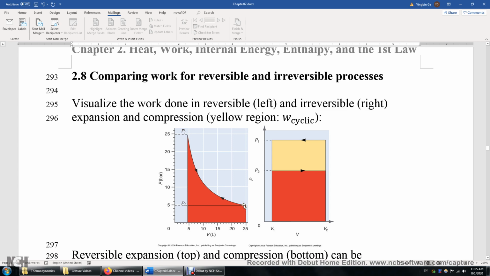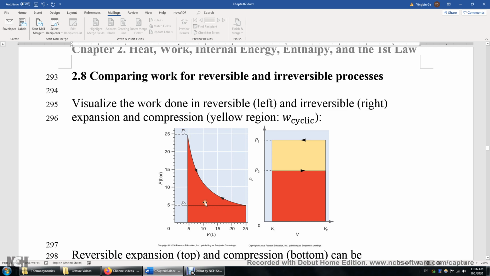And then the system can be compressed back to the initial state reversibly. Again, P external equals P. And in this case, again, the red area is the absolute value of the amount of work. The compression work is equal to the expansion work with opposite signs.